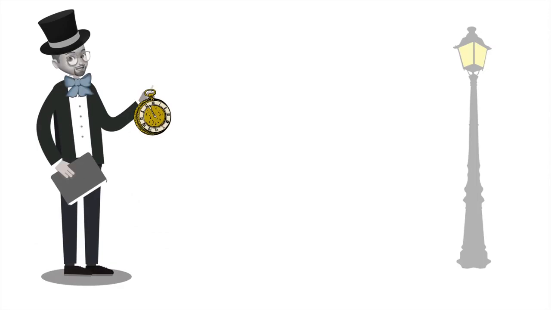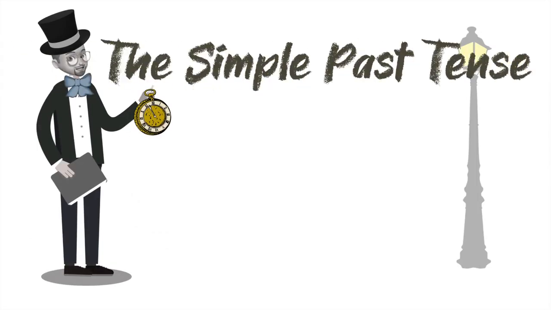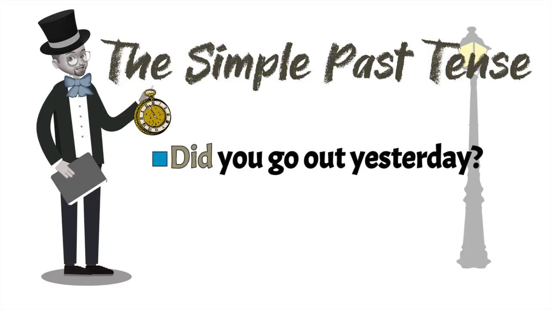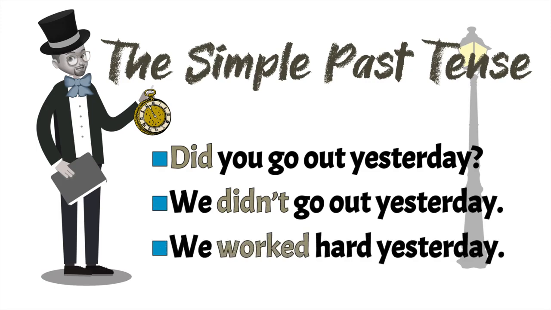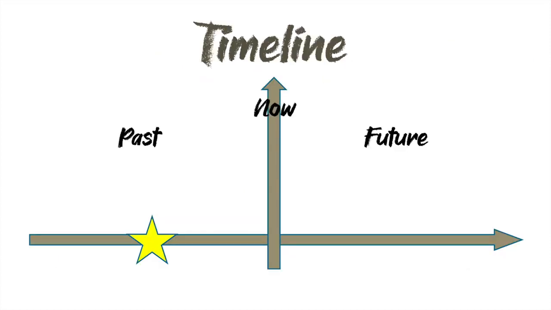Today's lesson is on the simple past tense. Okay, like in, did you go out yesterday? Or, we didn't go out yesterday. We worked hard yesterday. Yes, it's an action that happened in the past and you know when it happened. So it's our yellow star in the timeline. You can see it right there.